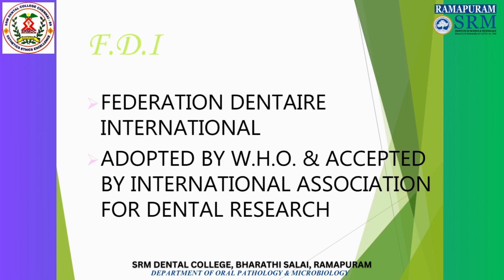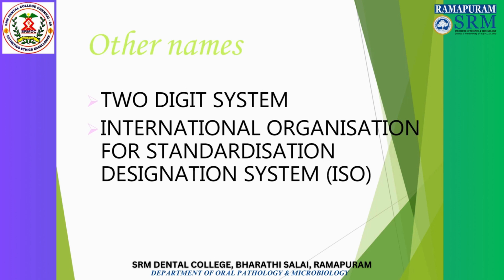And finally, we have the FDI system, which is accepted by the International Association for Dental Research. By abbreviation, it's called FDI, Federation Dentaire Internationale. The other names for this system are two-digit system and ISO system, because it is also called the International Organization for Standardization designation system. Now you can ask me why it's called a two-digit system. Here to designate the quadrants we are using a digit and for the teeth we are using the second digit. So there are going to be two digits. The first digit will denote your quadrant and the second digit will denote your teeth.